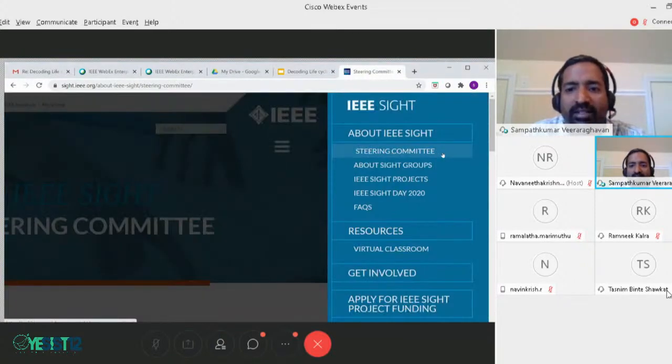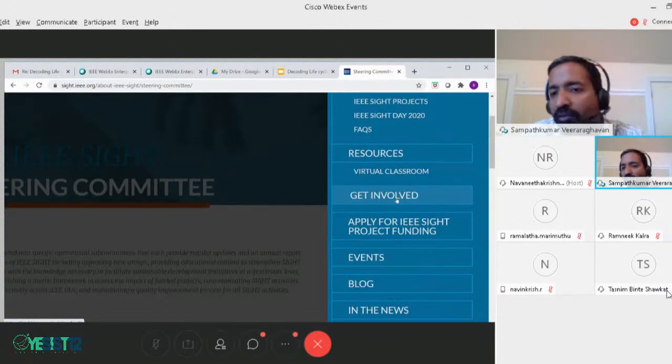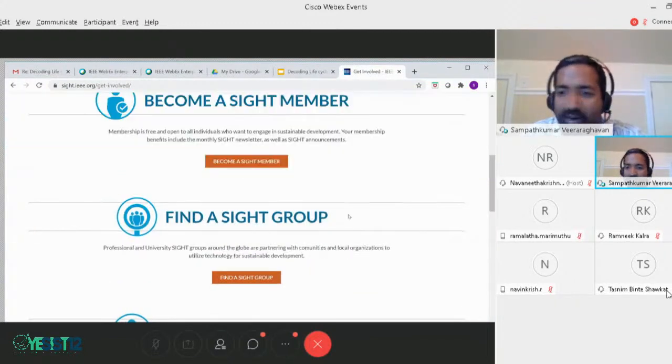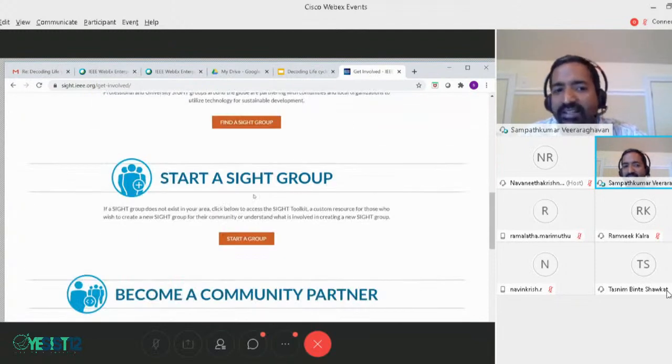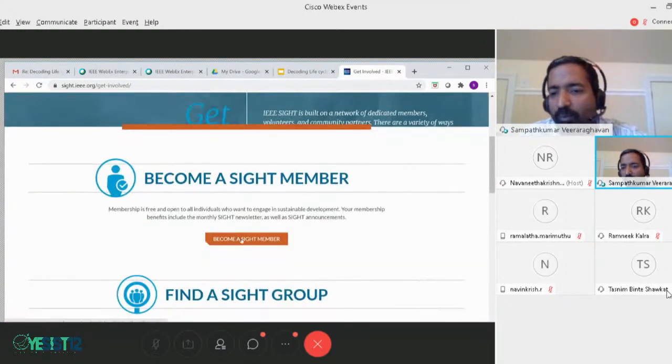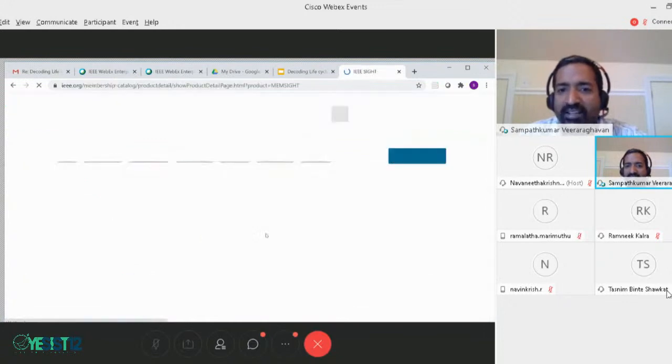So you can see here, this is the SITE website, and you can see here "Get Involved", right? Apply for SITE funding and so on. We also provide classrooms here, which have pre-recorded content. So become a SITE member, find a SITE group, start a SITE group. If you click on all these different topics here, you will understand.